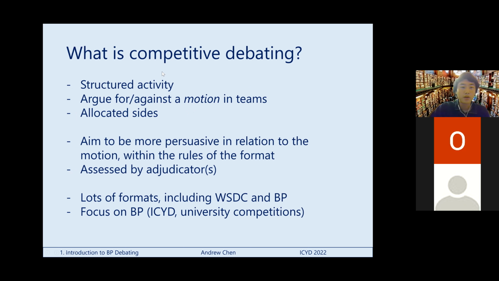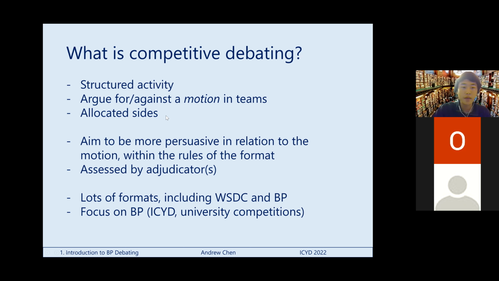So, starting with competitive debating. A little bit about what competitive debating is. It's a very structured activity, so it's not just people sitting down and talking to each other about some topics. It is very structured, and there are rules around who speaks at what time and how long for. That's just to keep it very orderly. You will argue for or against a motion in teams. So debates are centered around motions, which are statements that you might agree or not agree with. And as a team, your job will be to argue for or against that motion.